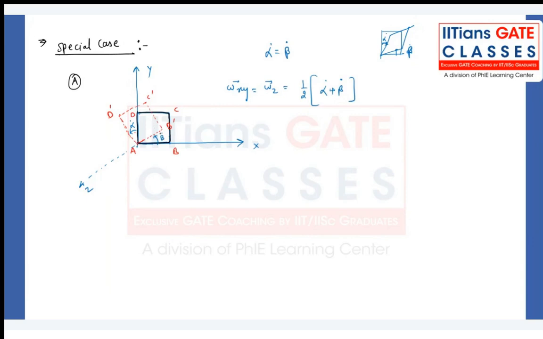So what can we write? Alpha dot is minus of beta dot, right? So omega xy can be written as half of 2 alpha dot, that is equal to alpha dot or beta dot. Is that clear? This is called the pure rotation case. What is the meaning of pure rotation? When the fluid edges tilt in the same direction and equally, that is called the pure rotation case. Please make a note of it.